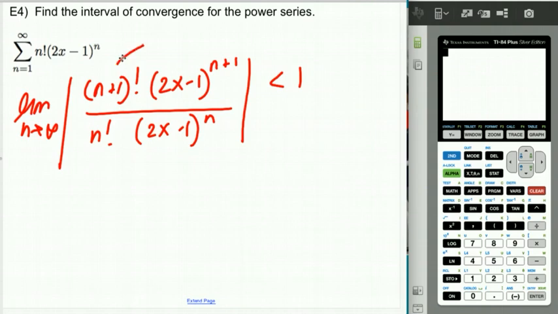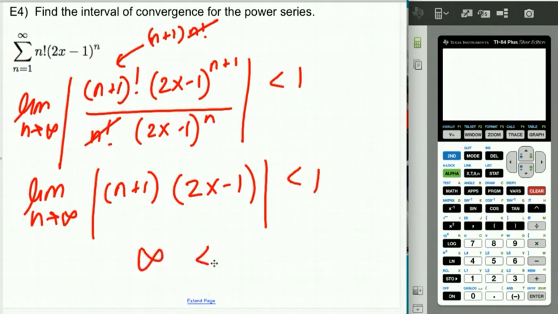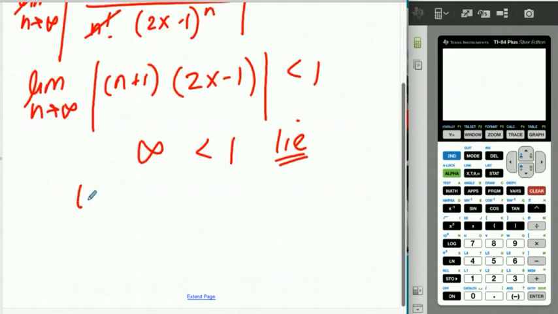So remember, and this is an important thing about factorials because it is key to understand how they work, that n plus 1 factorial is just n plus 1 times n factorial. So those n factorials are going to cancel. I'm going to get the limit as n approaches infinity of an n plus 1 with nothing on the bottom to cancel it out times 2x minus 1 is less than 1.